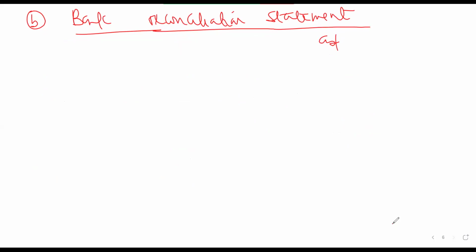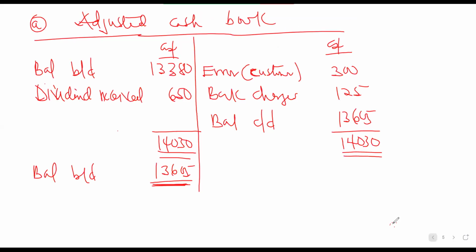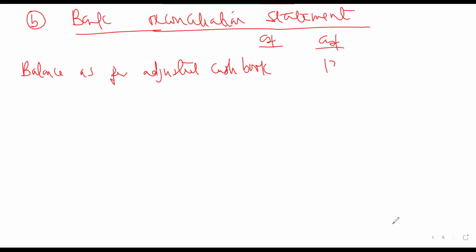So we always start with our balance as per adjusted cash book. What is the balance that we have? 13,605. Okay, so what do we do?